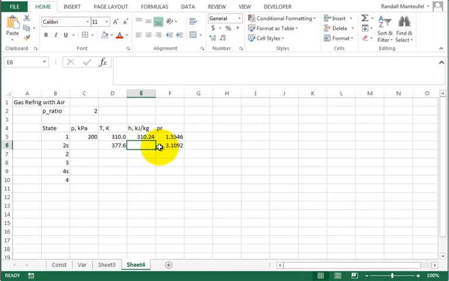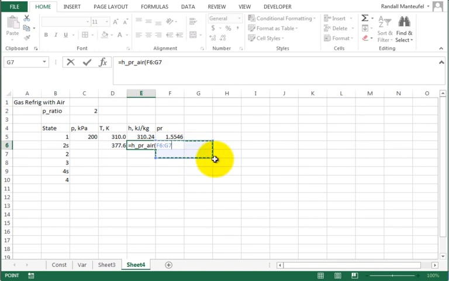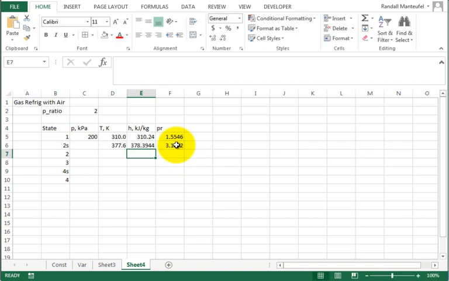377.6 Kelvin. Likewise, the same interpolation to get enthalpy as a function of PR for air. Oh yeah, this is lovely, just lovely. All right, I'm just going to type it, F6. That'll work. Sometimes it's better just to type it. And I'm going to clean this up and fix my significant digits.